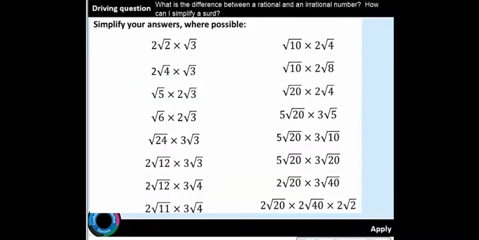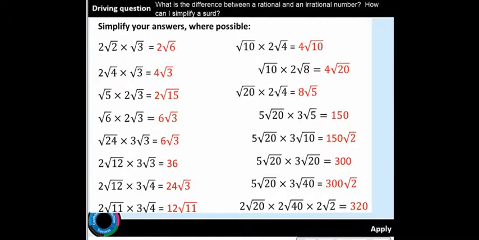Right, some more questions for you to try. Have a go at these. Pause the video while you're working through and then play the video when you're ready for the solutions. There we go. Well done, everyone.